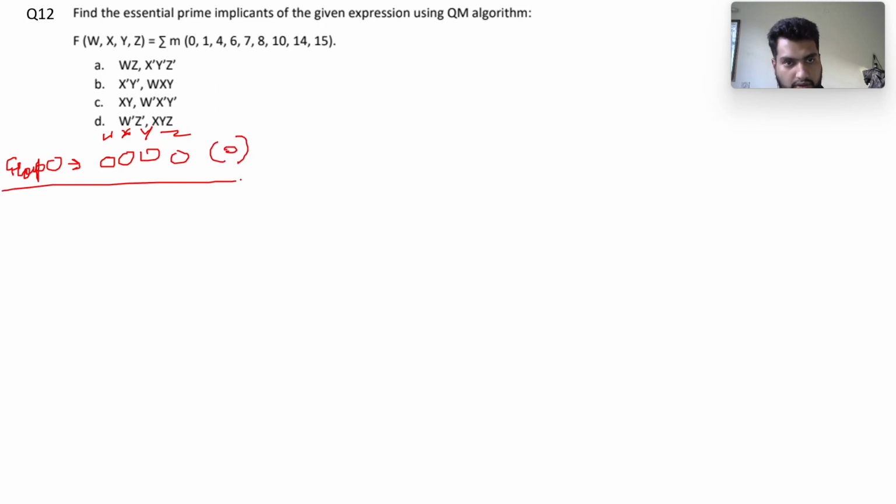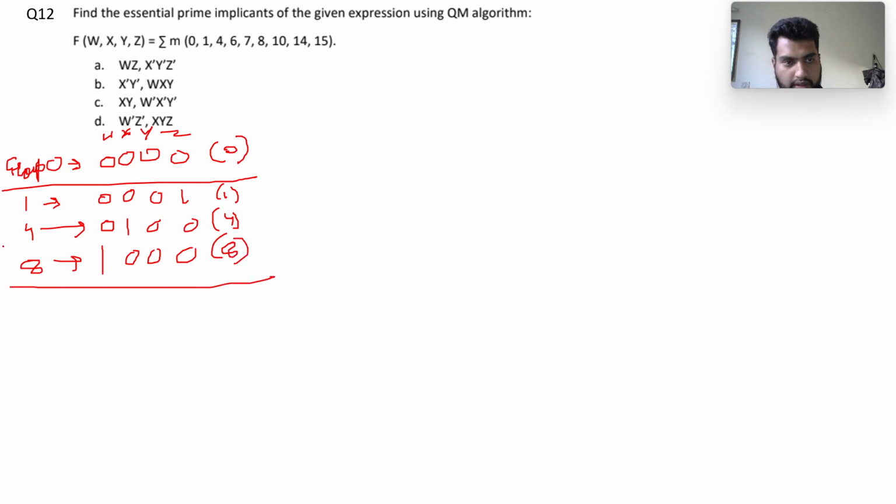Then we have group 1, with 1, 2, 4, 8. So here we have 0 0 0 1, which is 1, and we have 4, so 0 1 0 0, and we also have 8, that is 1 0 0 0.